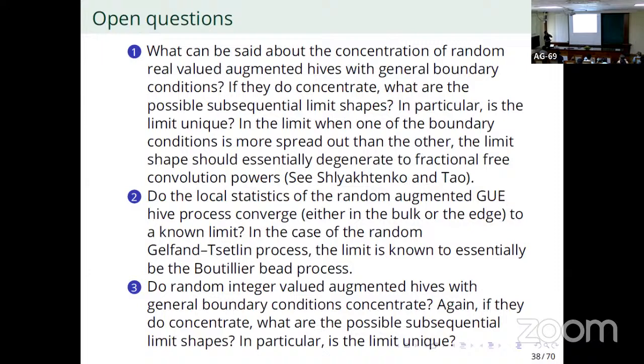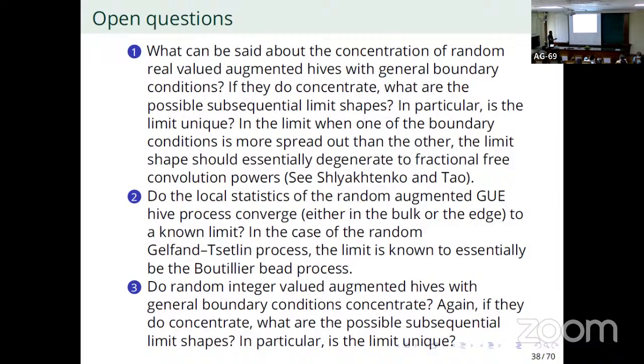The open questions in this are firstly to extend this to other boundary conditions, and to understand what happens to get the local statistics also. So for example, if you take a random Gelfand Tsetlin pattern and you look at a little piece of it, there's something called a Bouthier bead process, which essentially has lots of beads and interlacing constraints, and they're random up to the interlacing constraints. And this is known to be the limit there. So are there similar limits for these hives?